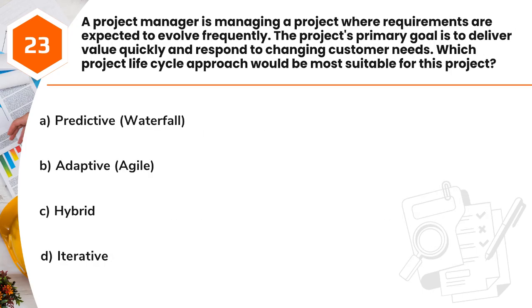Question 23. A project manager is managing a project where requirements are expected to evolve frequently. The project's primary goal is to deliver value quickly and respond to changing customer needs. Which project life cycle approach would be most suitable for this project? A. Predictive, waterfall. B. Adaptive, agile. C. Hybrid. D. Iterative.